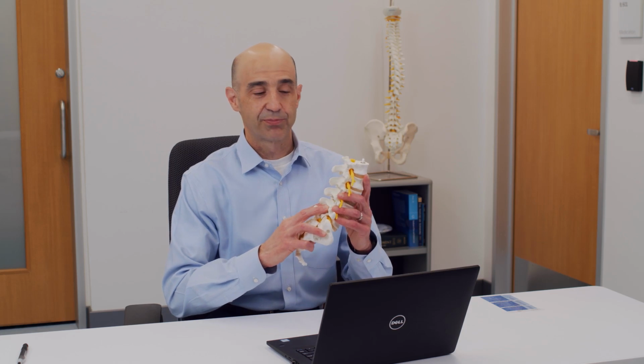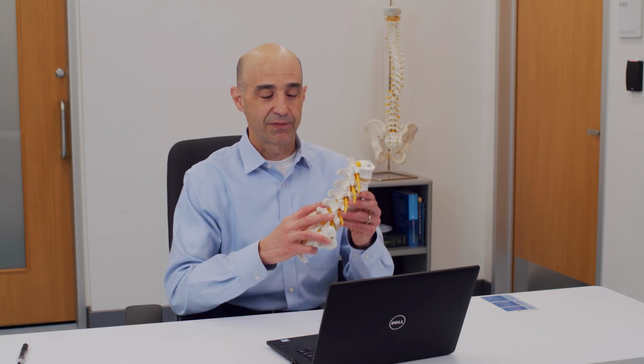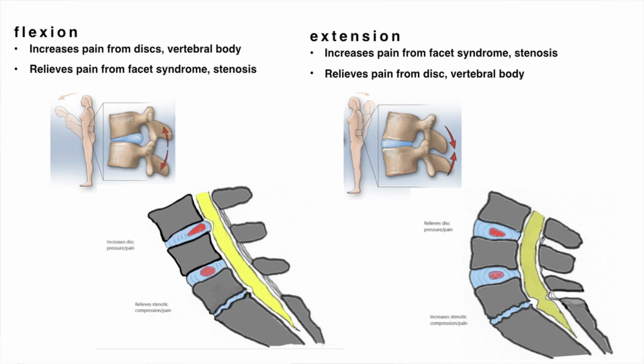This loads or increases pressure in the posterior column of the spine and would be expected to aggravate pain coming from the facet joints as well as stenosis. Low back pain is defined by its response to movement and load. Most basically, its response to flexion and extension should have opposite effects. If flexion aggravates, then extension should relieve or have no effect. And conversely, if extension aggravates, then flexion should relieve or have no effect.